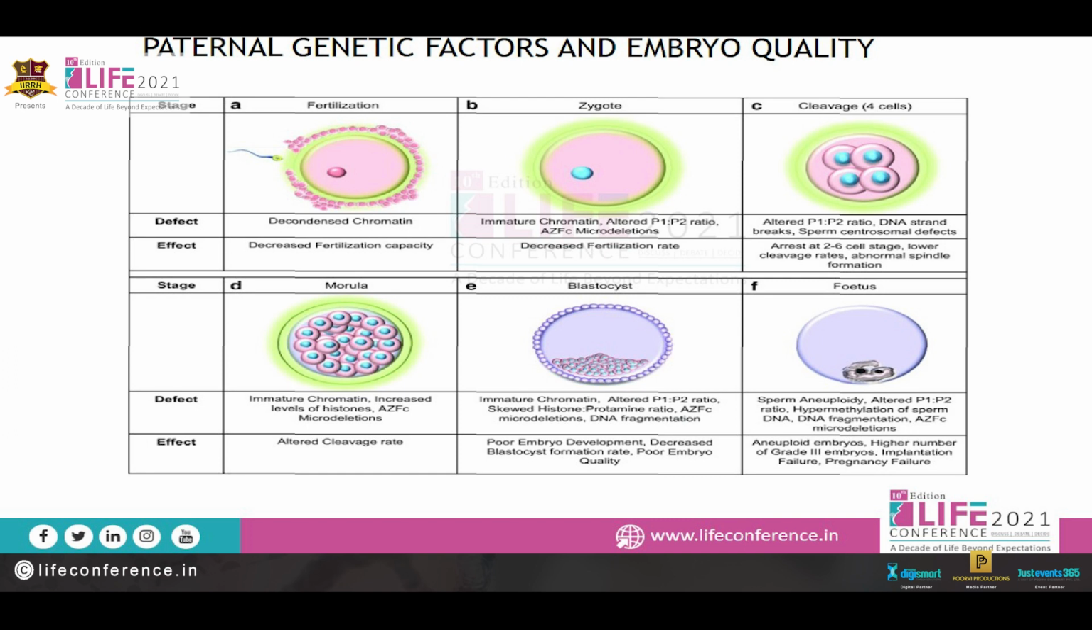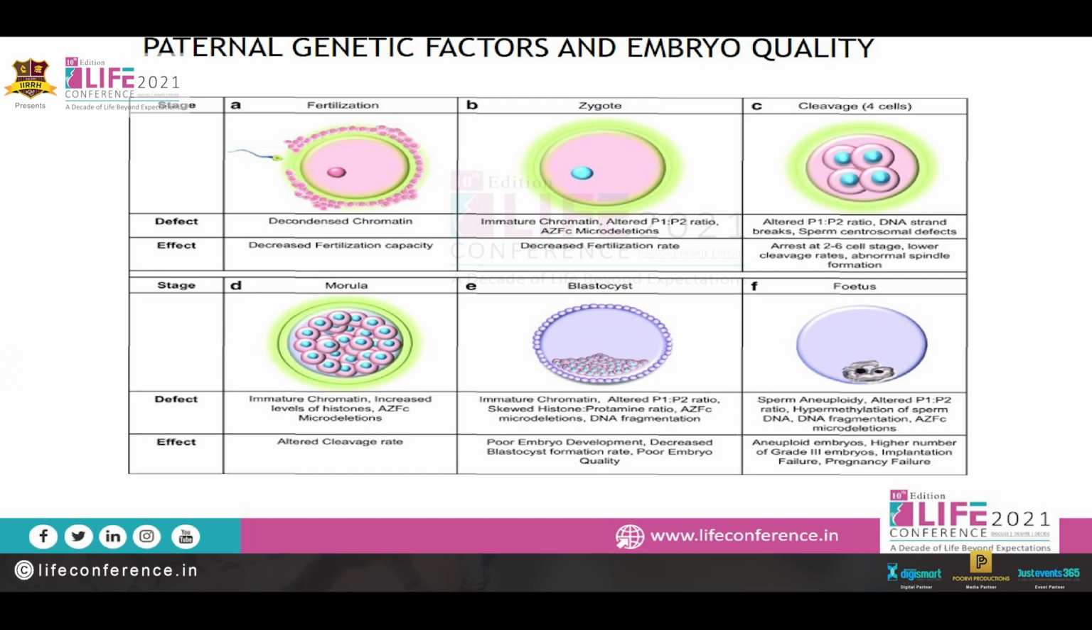On the left hand side, we see the stages, which are A, B and C: fertilization, the zygote stage and the cleavage stage. And if you look across from the stage, you see the defect and the effect, that is D, E and F. So, let us look at stage A, fertilization. What could be the defect at the time of fertilization? That is decondensed chromatin. What could be the effect? Decreased fertilization capacity. Now, at the zygote level, what could be the defect? Immature chromatin, altered P1 P2 ratio, and of course, the AZFC microdeletions. And the effect would be decreased fertilization rate.